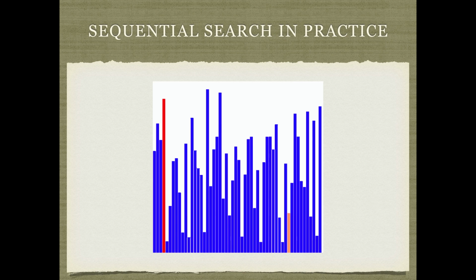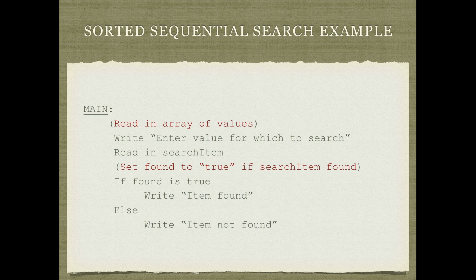It's not terribly efficient though. So one way that we could make this algorithm more efficient is to sort the array before we search through it. Now, granted, we haven't talked about any sorting algorithms yet, but let's assume that the array that we have is already sorted. So if that's the case, what we can do is read in the value of the array, and in this example here, the lines in red indicate additional modules that we're going to define in a minute.